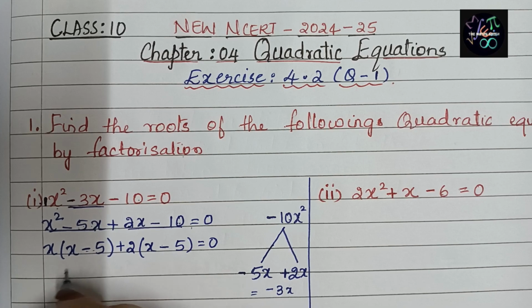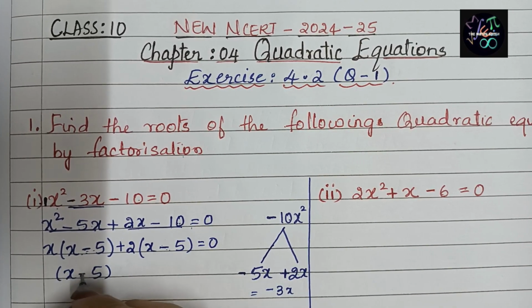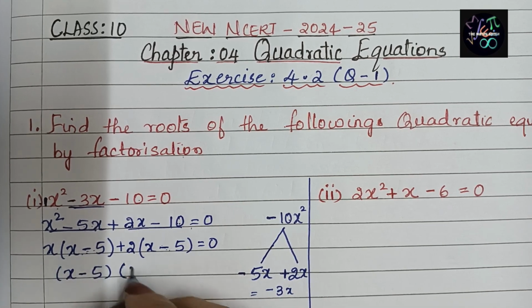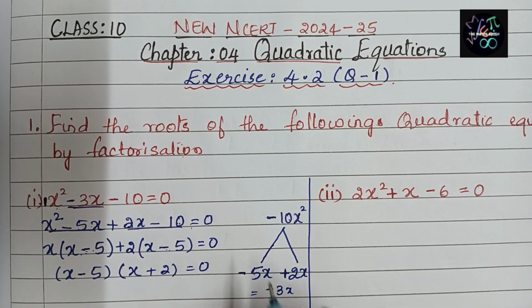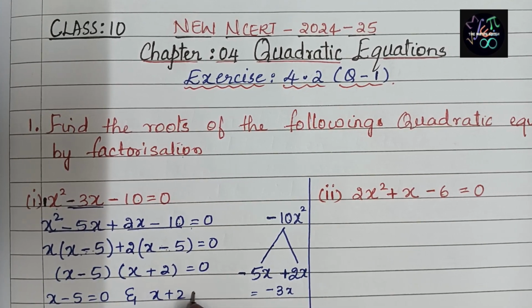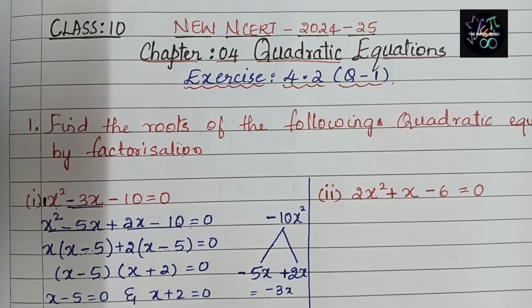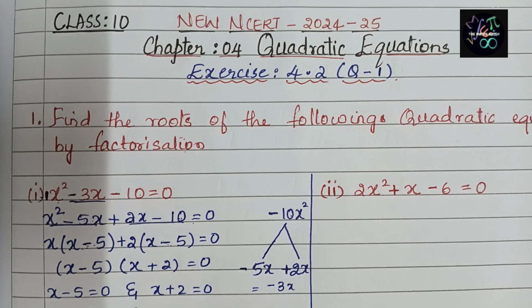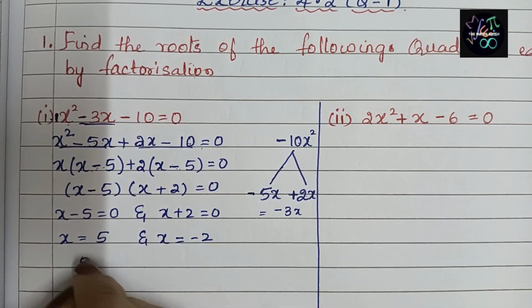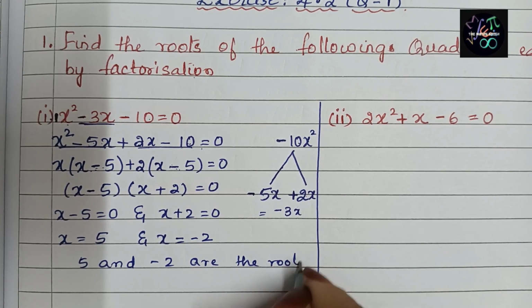So the common bracket I will take outside. We can see here we have the same x minus 5, x minus 5. I have taken the common bracket outside. What remains? x plus 2 equal to 0. Now let us separate: x minus 5 equal to 0 and x plus 2 equal to 0. This 0 we have separated. x is equal to 5 if we bring this side, and x is equal to minus 2 if we bring this side. So 5 and minus 2 are the roots of the given quadratic equation.